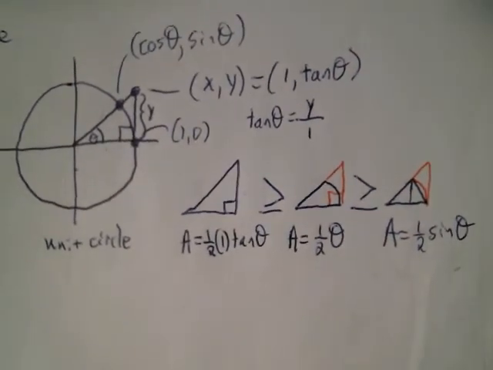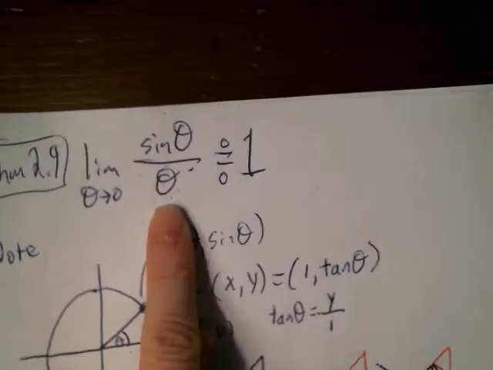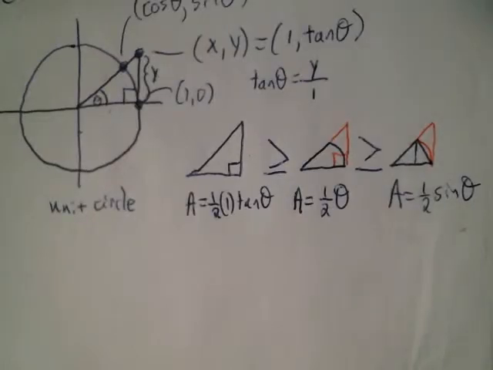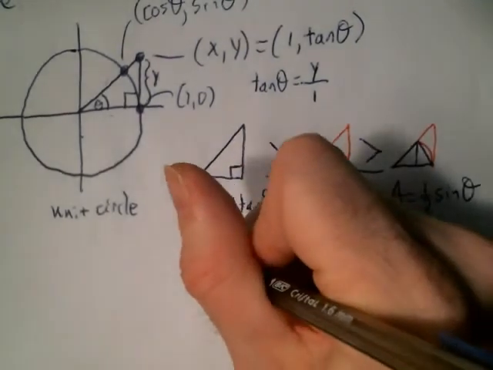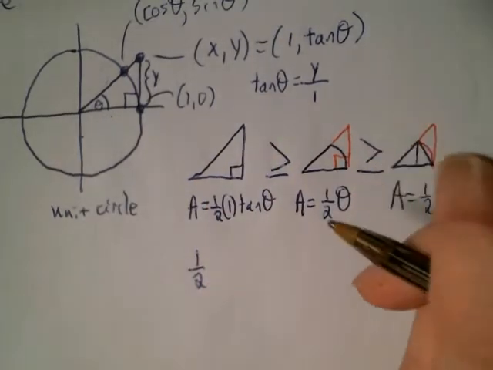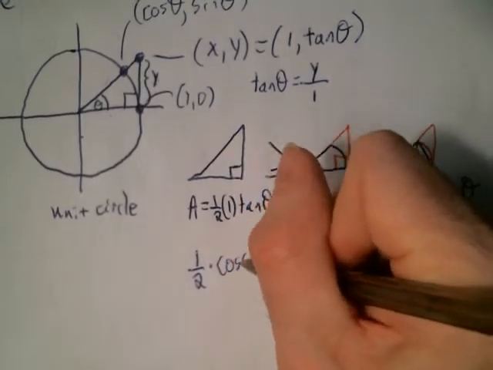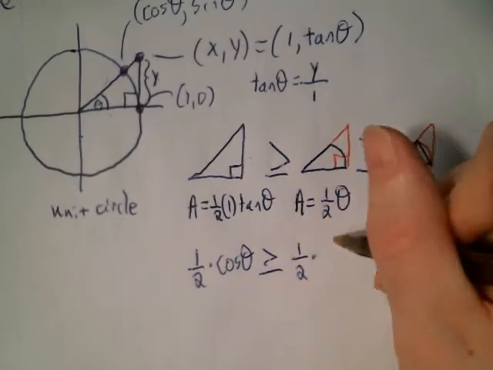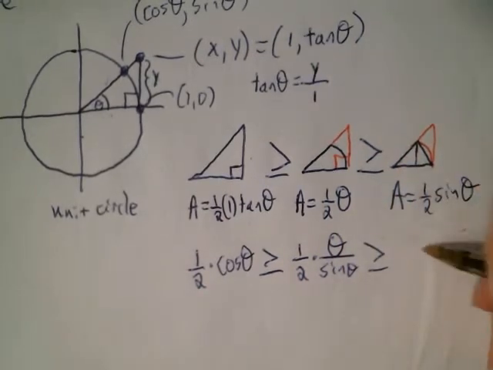So we formed an inequality, and we want to apply the squeeze theorem eventually. I still need to back engineer this expression. So how am I going to do that? Well, I'm going to first divide through by sine. Tan is sine over cosine, so I'll be left with the 1/2, of course, times cosine of theta. That'll be greater than or equal to 1/2 times theta all over sine theta, and then that's greater than or equal to just plain old 1/2.